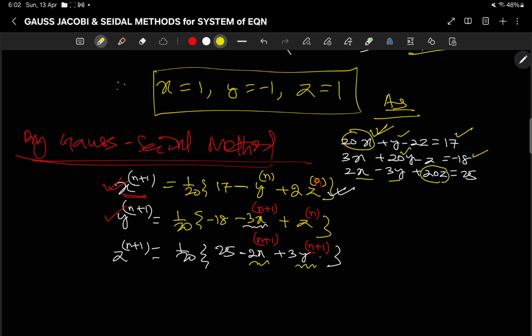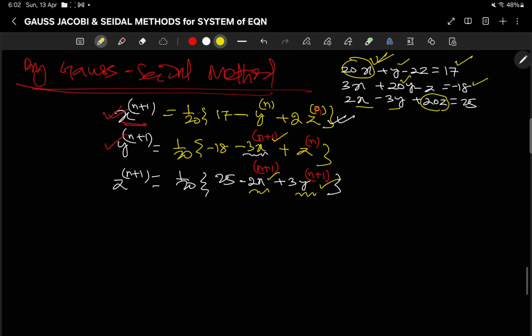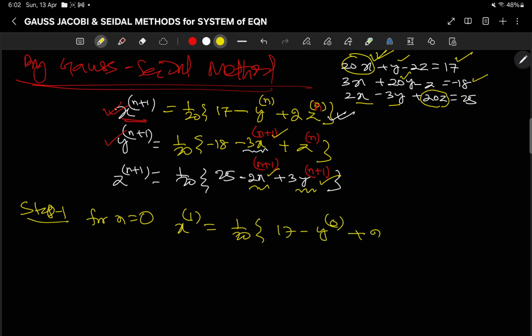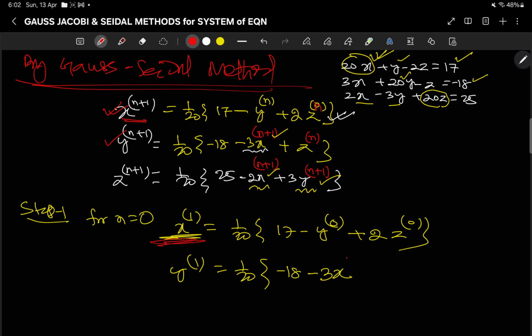So now these values are improved here, this is improved, and this is improved. Okay, so this is why this method is better. Now coming to step 1, for n equal to 0, you are getting x is 1 by 20, 17 minus y from the previous step plus 2z from the previous step. Now here y at the first step is 1 by 20, 18 minus 3 times x from the previous step, in this step itself, x from this step itself, it is 1.